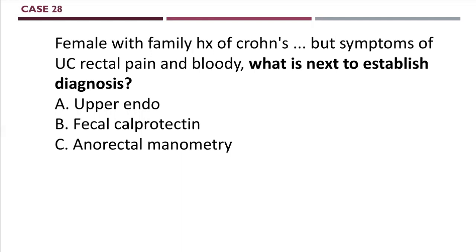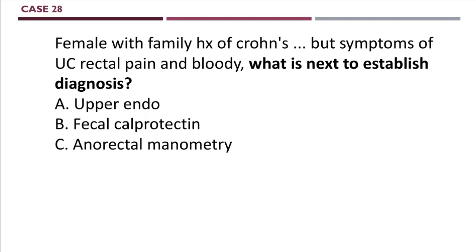Female with family history of Crohn's, but symptoms of ulcerative colitis, rectal pain, and bloody diarrhea. What is the next step to establish the diagnosis? If you think that this is ulcerative colitis, yeah, this is Crohn's disease, but the symptoms are kind of suggestive of ulcerative colitis. What next to establish the diagnosis? Upper endoscopy, fecal calprotectin, anorectal manometry.